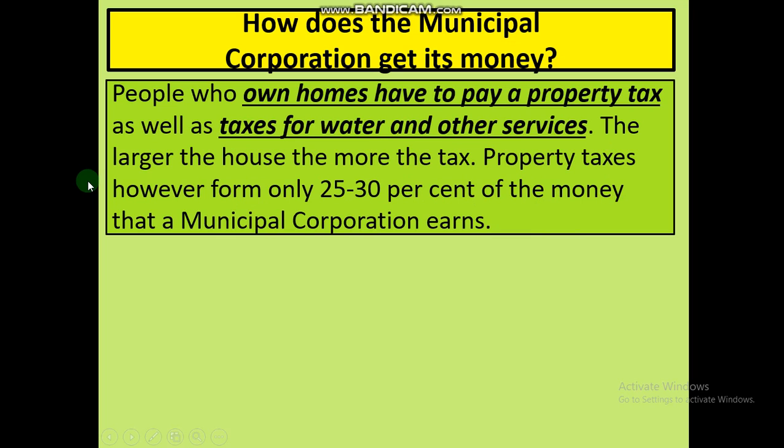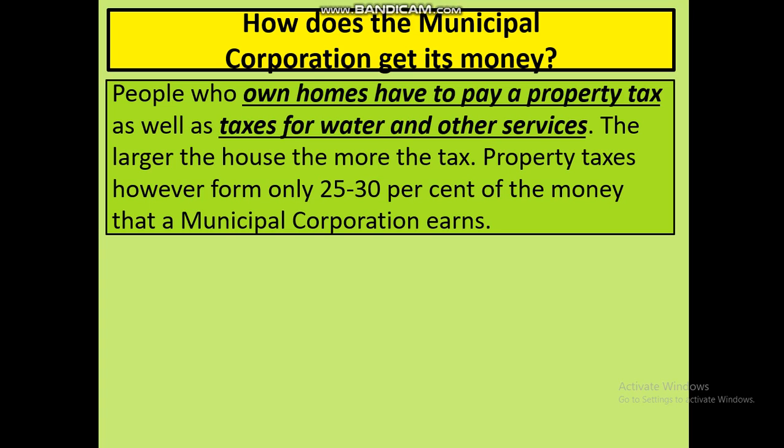How does the municipal corporation get its money? Now you see, they do a lot of work, but where do they get all this money to do all these types of work? Because whosoever is picking up the garbage will not do it for free. He also needs to be given money, and all the trucks also need to be filled with fuel, petrol, diesel every day, right?